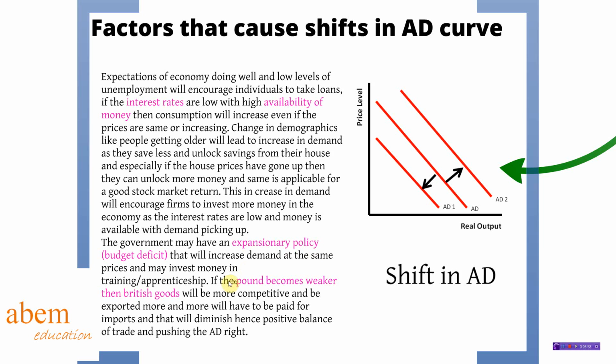Shift it right. The pound becomes weaker. This means that British goods will become more competitive, and people from abroad, let's say from the Euro area, will find British goods cheaper. They will buy more British goods, hence increasing demand, shifting AD right.